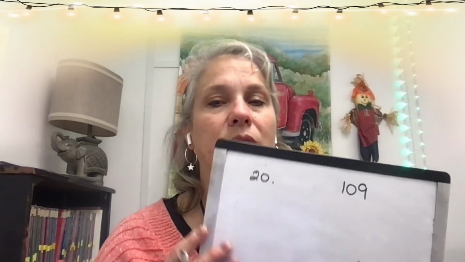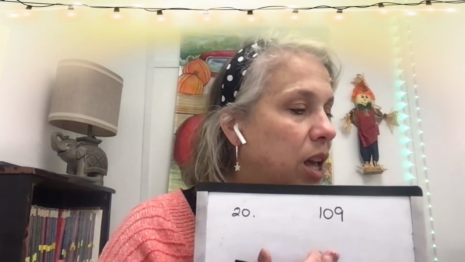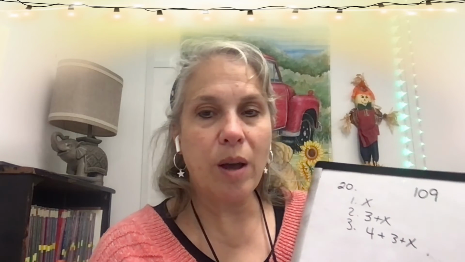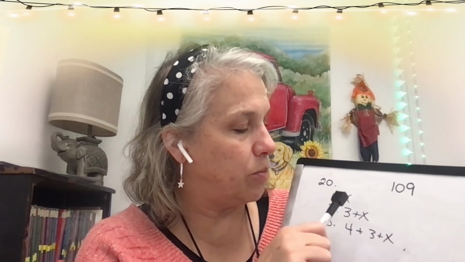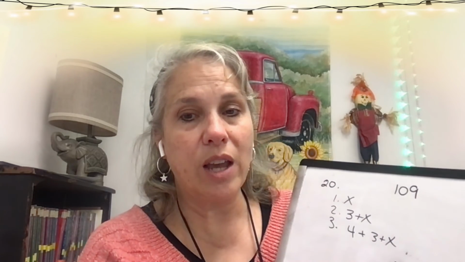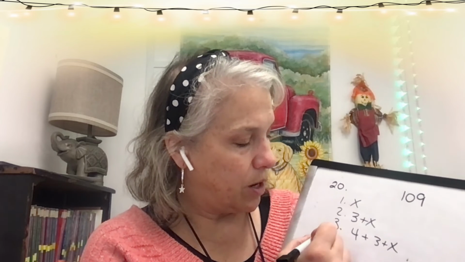So the next one is number 20. The sum of 3 numbers is 109. So you know that when you add the numbers together, they equal 109. The second number is 3 more than the first number. So the first number, we'll just let that be x. And the second one is 3 more than the first. The third number is 4 more than the second. So 4 plus 3 plus x. What are the numbers? Okay, so those are my numbers: x, 3 plus x, and 4 plus 3 plus x. Now I can combine that to 7 plus x.